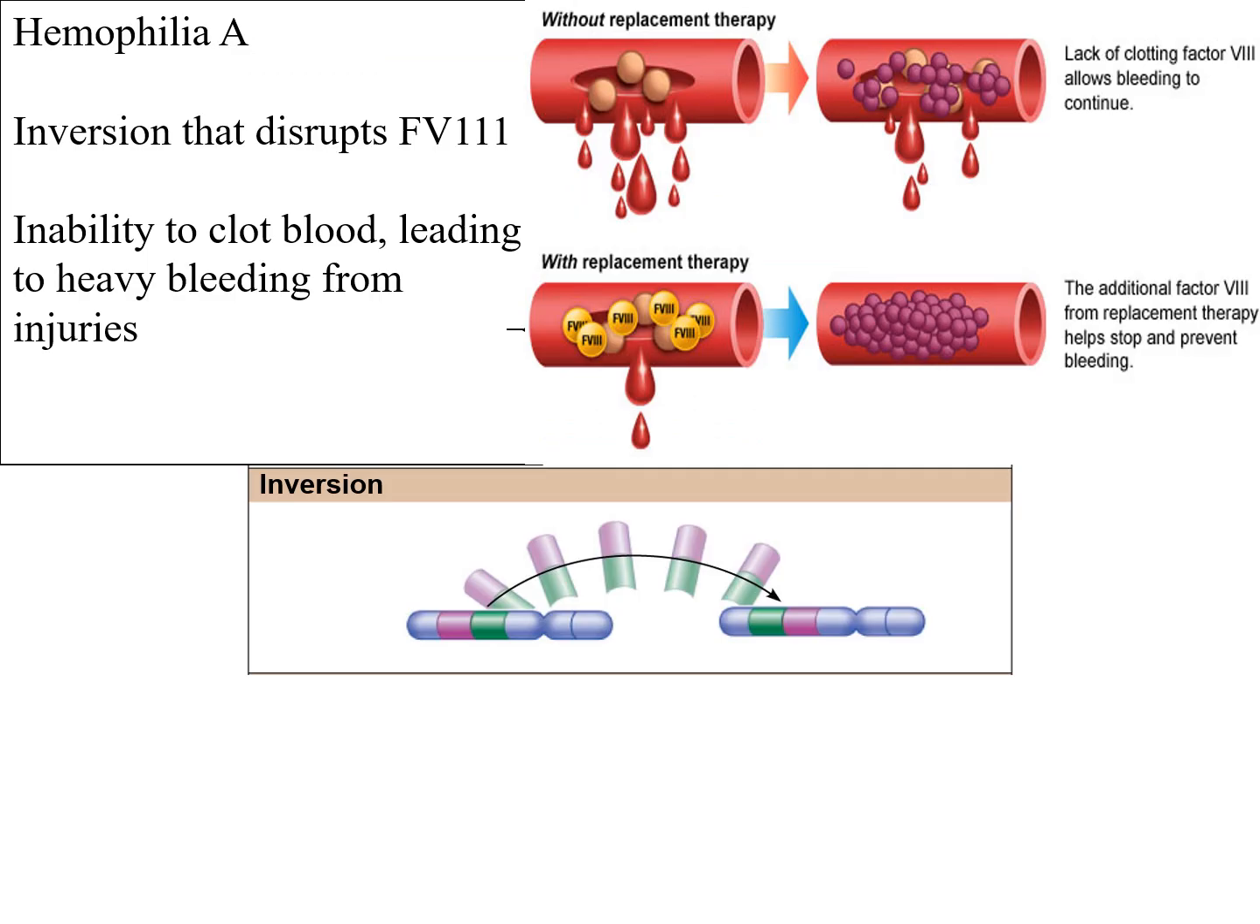Inversions are a little bit different. In this case, we are essentially flipping over part of the chromosome, so we're changing its orientation. Hemophilia A is often caused by an inversion that's located in FVIII. This results in an inability to clot blood, leading to heavy bleeding from injuries.